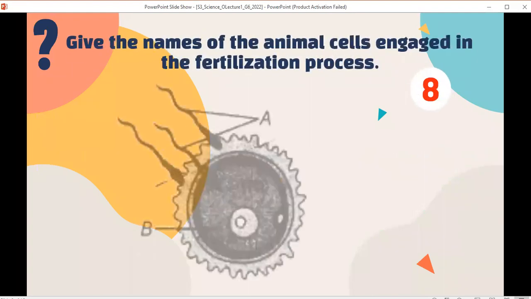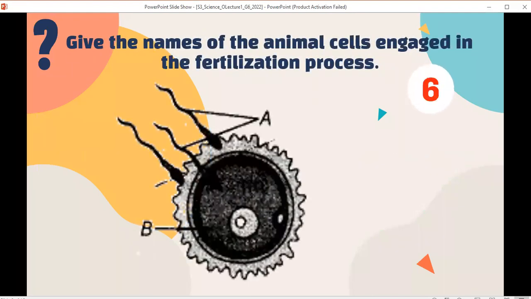What are the two cells engaged in the fertilization process? What are the two cells? The two reproductive cells? Yes, A, these are the sperms, B, the ova.